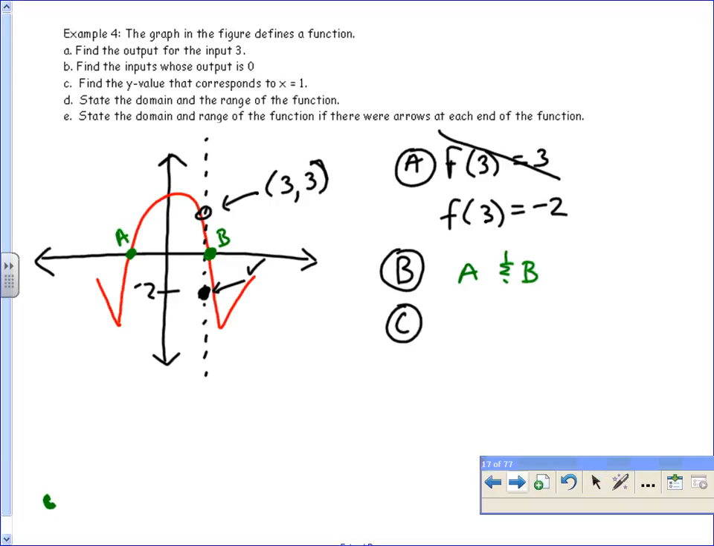The next thing I'm asked to do is to find the y value that corresponds to x equals 1. So if I want to do x equals 1, I'll look to see where it hits the graph. Let's mark that on our graph. We know the y value there is probably going to be a little bit less than 4. So we just find the y value. I'm going to mark that as C.